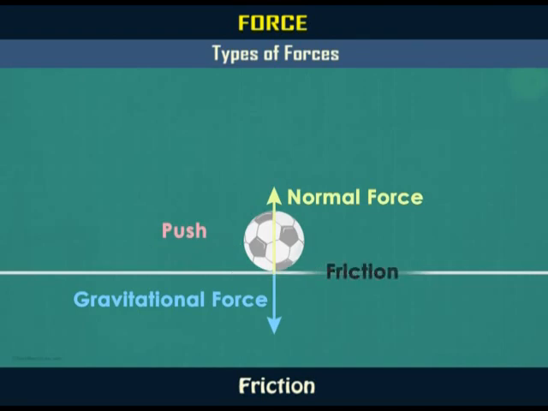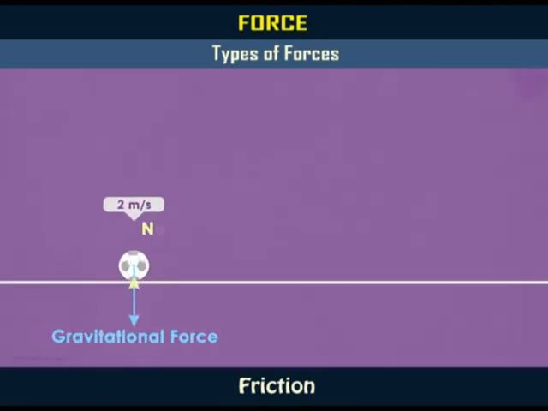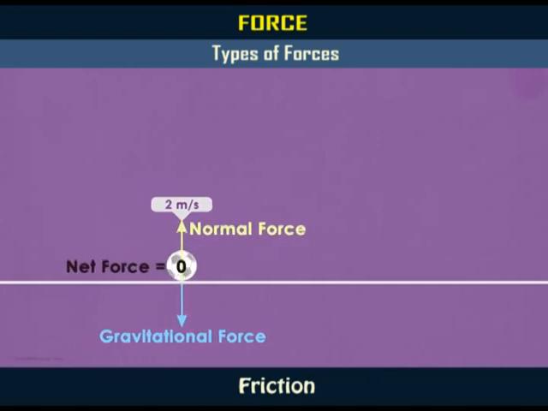While the force applied is moving to the right, the force of friction is moving to the left. If there was no friction, the ball would roll forever at the same speed, with the only two forces being balanced.